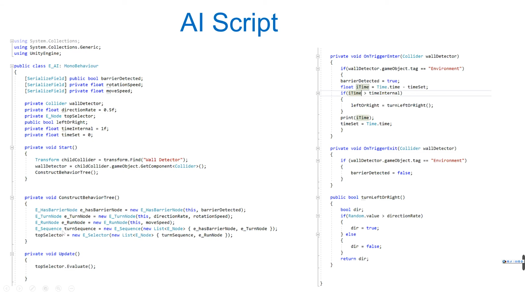Then we set the sequence and the selector. For the sequence, we will create a new sequence, add a list with the barrier node and the turn node into the sequence. And finally, we will build the top selector, including the sequence list and the run node. Actually, it's a private field for this class because we will run it later. So we will run the update function here. Then the whole system works.